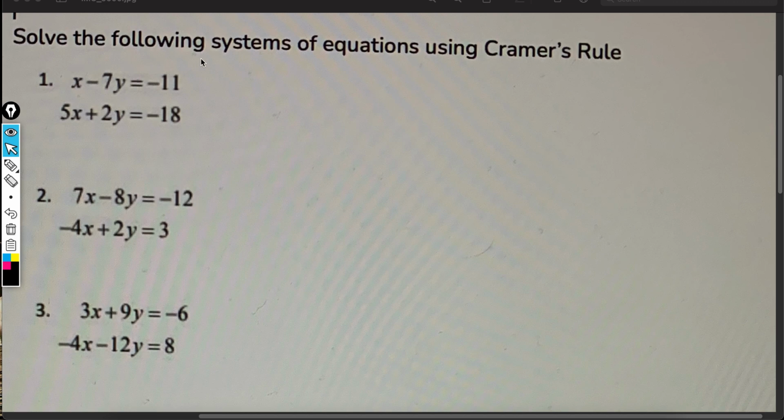Okay, so solve the following system of equations using Cramer's rule. So really quick, something you got to note, we're going to have this. So we're going to do this step by step. We're going to do number 1 first. So we're going to convert this into a matrix.